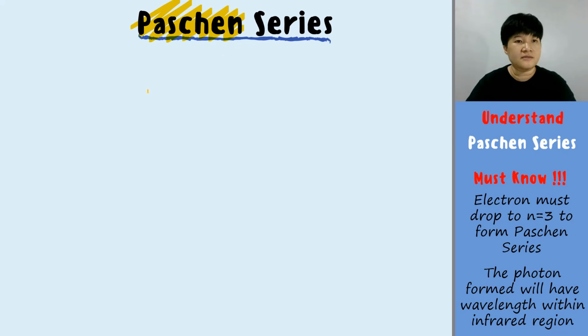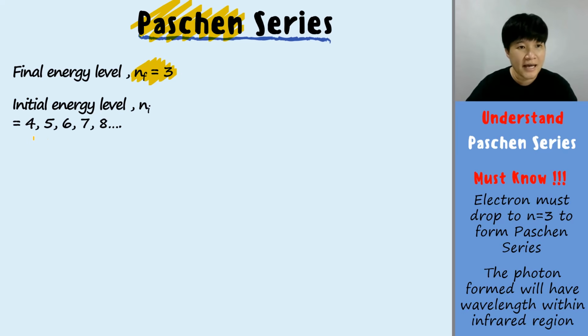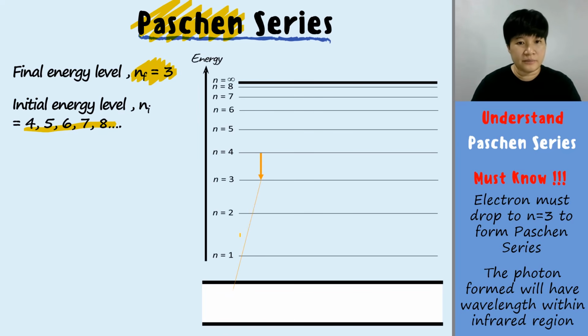Paschen series means n final must be n equals 3. In other words, all the electrons must drop to n equals 3. Therefore, your n initial, the electron must drop from a higher energy level than n equals 3, starting from 4, 5, 6, and so on. And the first line of the Paschen series obviously is n equals 4 dropping to n equals 3. That is the first line in your Paschen series.